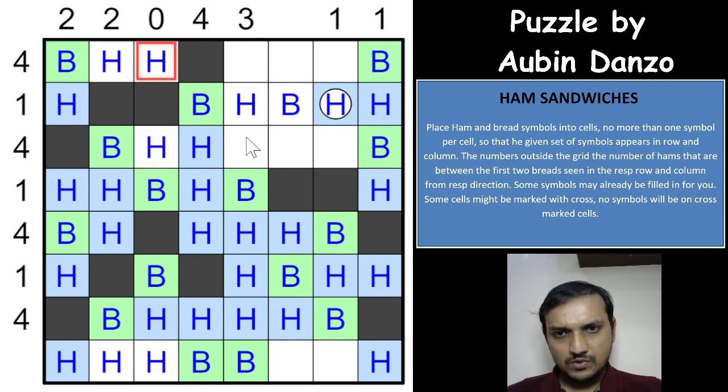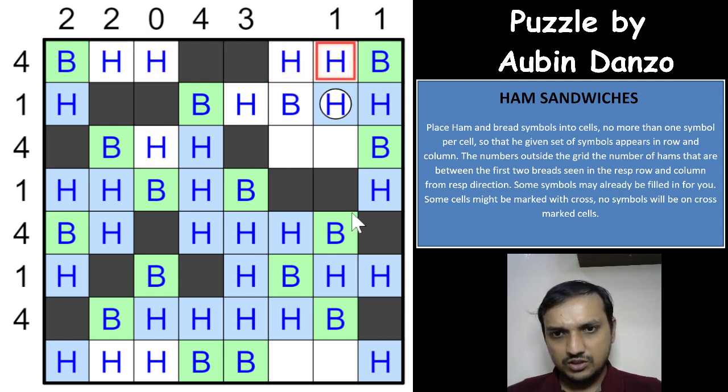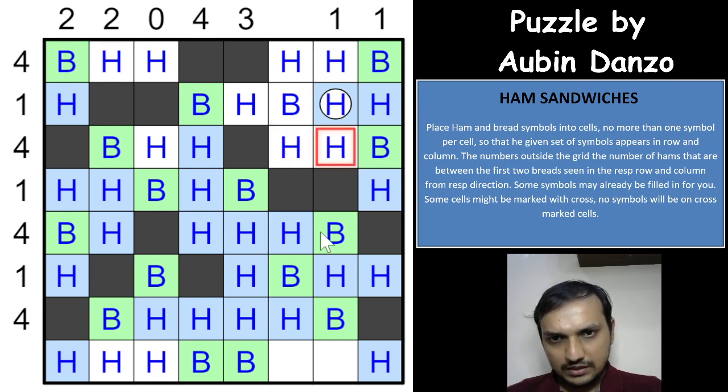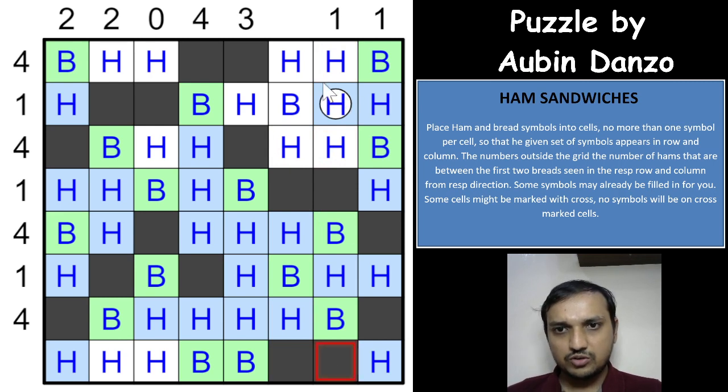Okay. Both of these would have to be crossed out. All of these would have to be H here. And both, no, not both. Both of these would have to be H here. Both of these are crossed out.